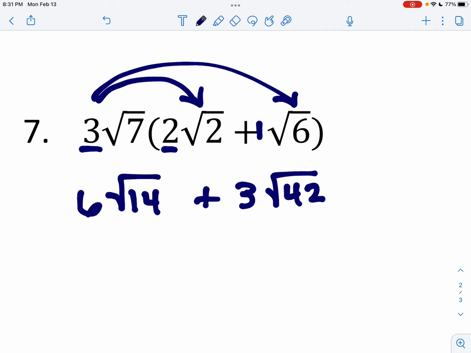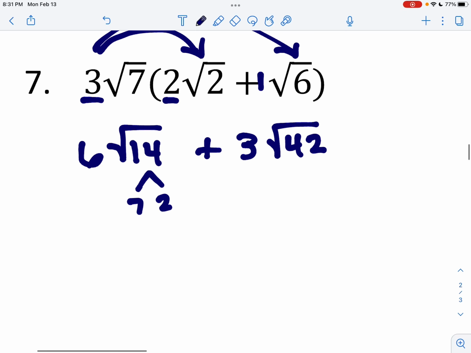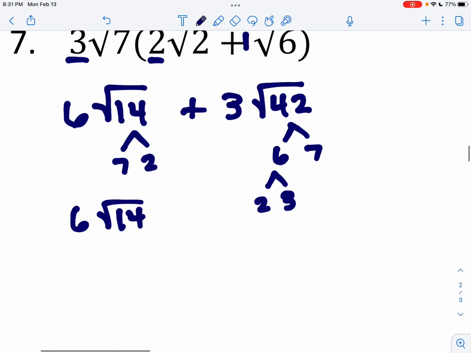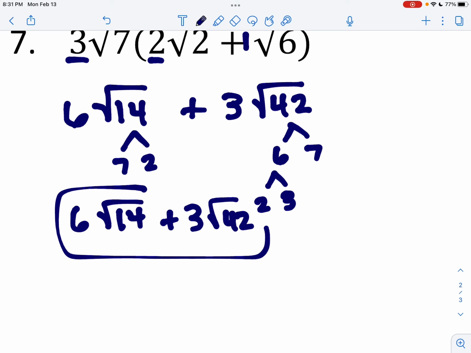If we look at these, we could break down 14 to 7 and 2, but 7 and 2 are both prime numbers, so none of them can come out. So that one stays as 6 square root of 14. 42 breaks down into 6 and 7. 6 goes to 2 and 3, but none of them are doubles, so this again is going to stay as plus 3 radical 42. So your answer is 6 radical 14 plus 3 radical 42.